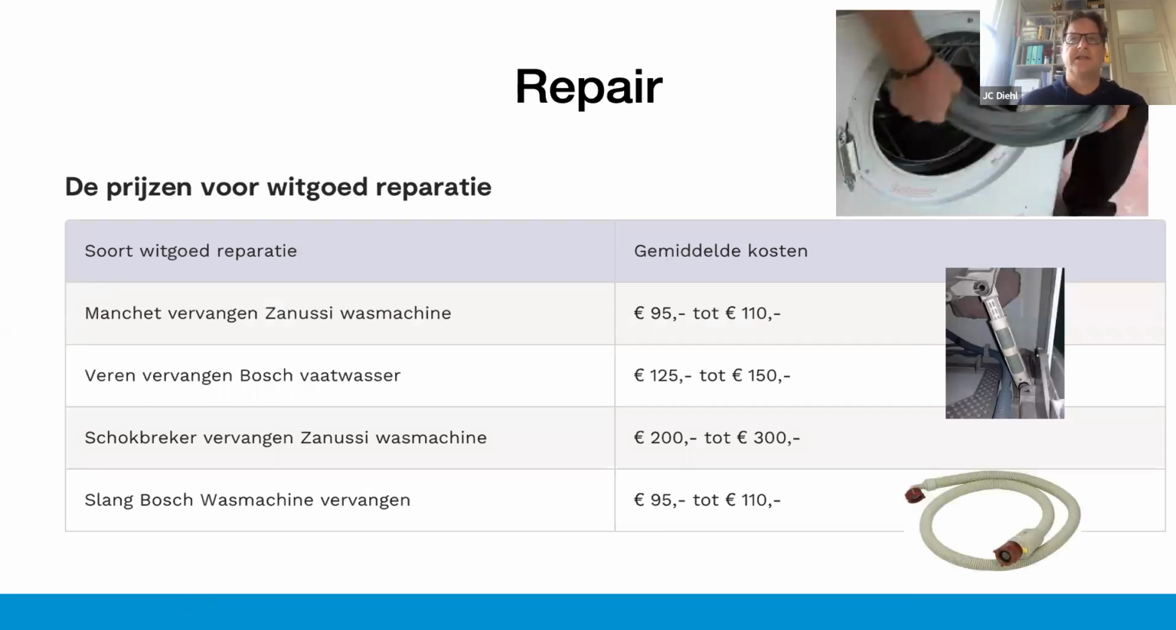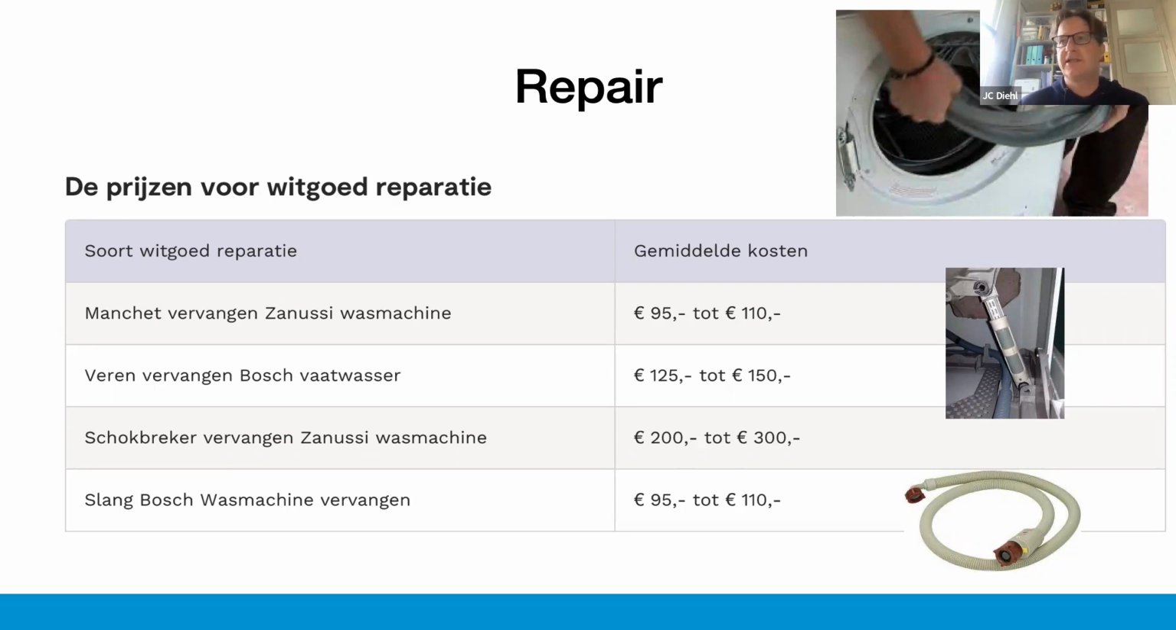Another challenge is always the repair and maintenance of washing machines. Once it goes down, it's rather expensive to get it repaired. You see here some examples. On the top, you see this rubber part, which is called the manchette. And if this part has to be replaced, it costs you around 95 to 110 euros.